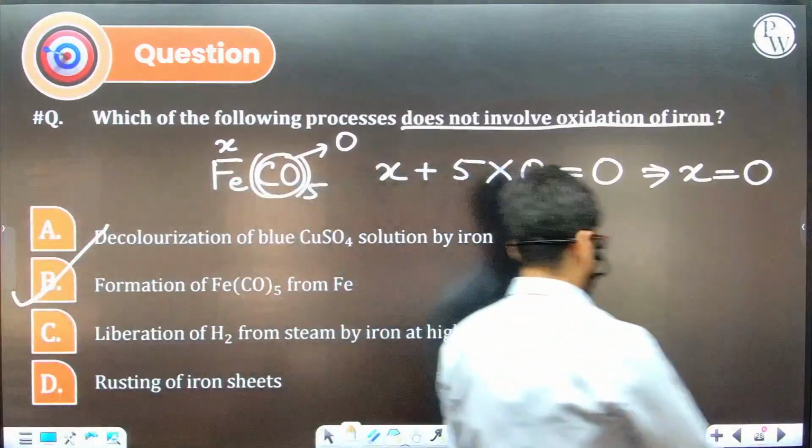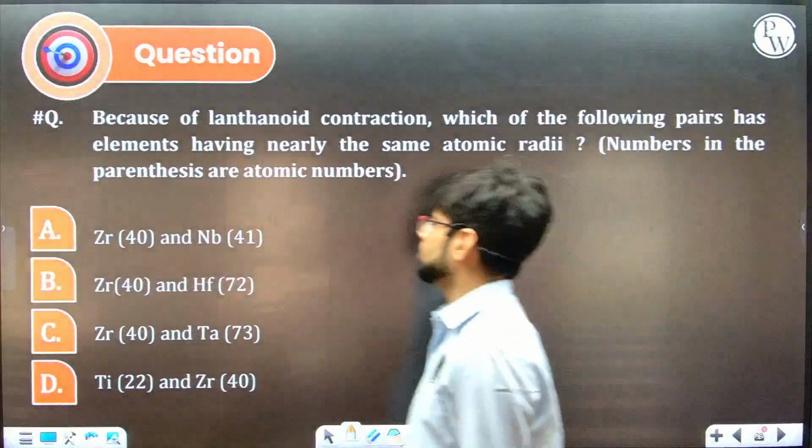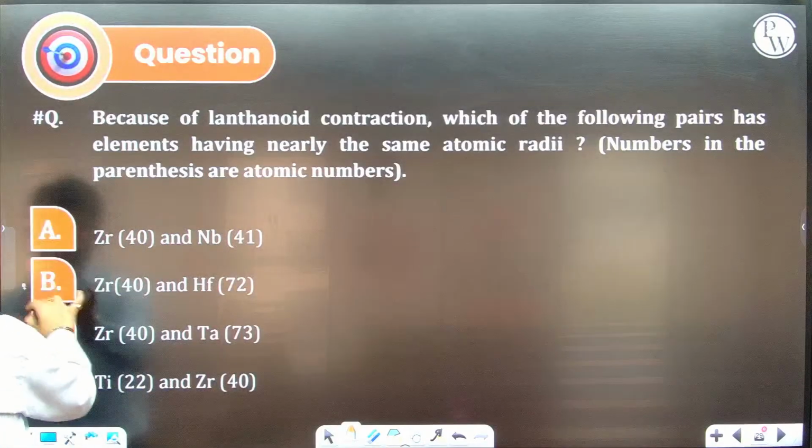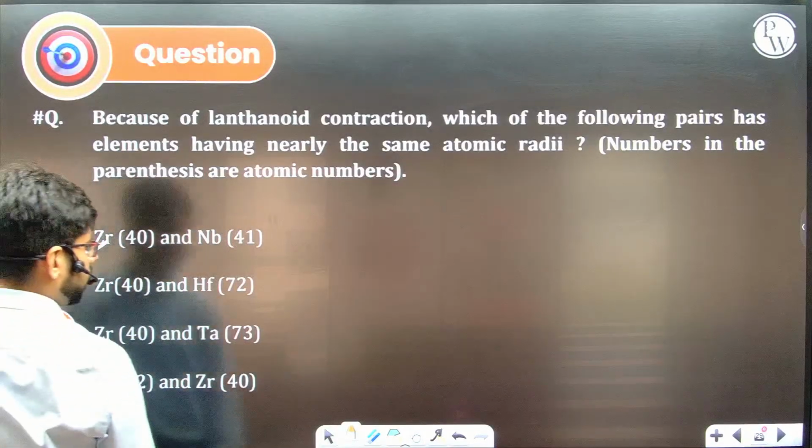Let's move to the next question. Again, lanthanide contraction. So B is the correct answer. We have discussed this already.